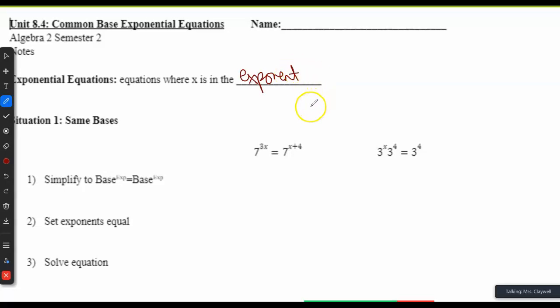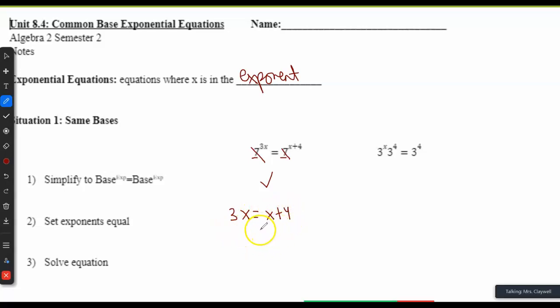You guys are used to seeing x maybe as the base, like an x squared, but this time it's like a 7 to the 3x. If we have the same base, these are both base 7, we want to make sure it's written as base to an exponent equals base to an exponent. I have that, so I can move on to the next step. I can just set the exponents equal. So the bases are the same, the exponents have to be equal.